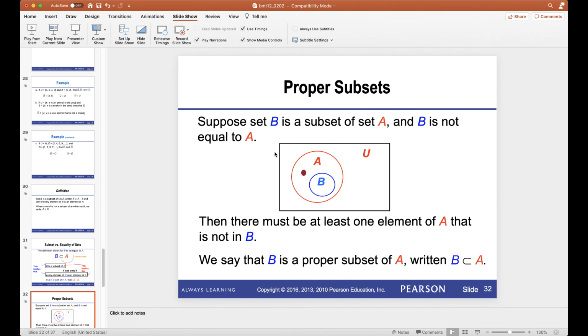All right, so suppose B, here's a proper subset. For a proper subset, suppose B is a subset of A and B is not equal to A. That's going to be a proper subset. So then there must be at least one element of A that is not in B. So we can say that B is a proper subset of A, and this is the notation we use now, without the little line underneath the subset symbol.